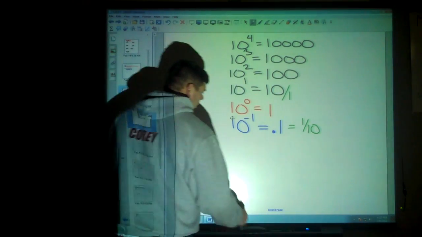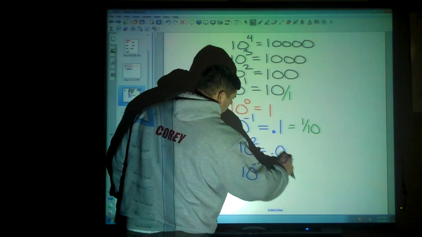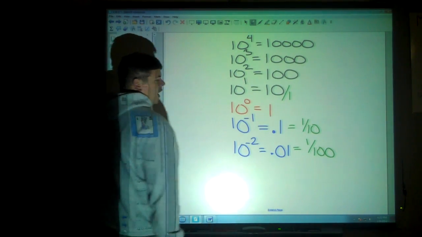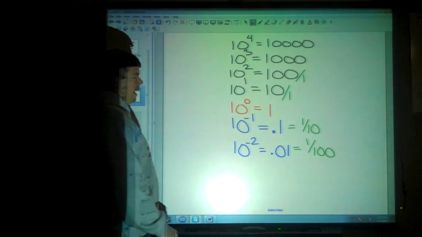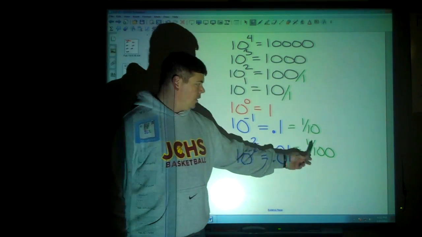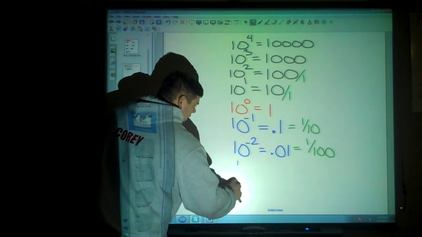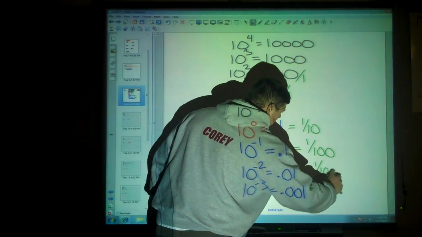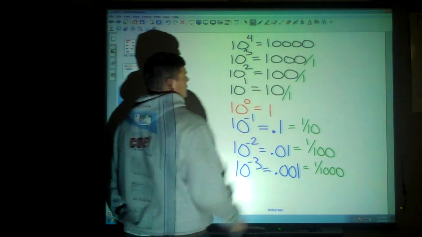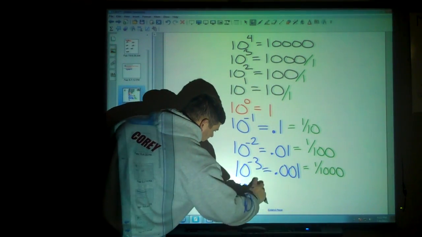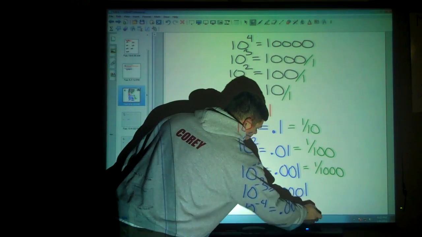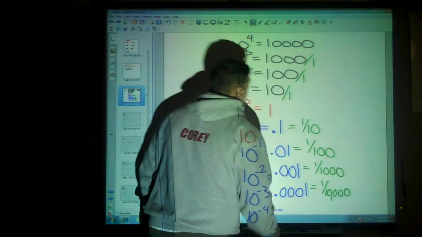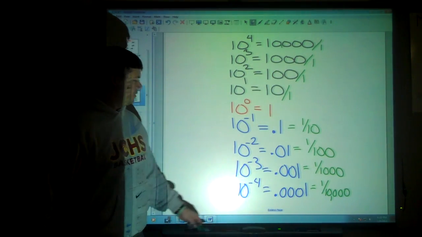All right? 10 to the negative 2nd power is 0.01, which is equal to 1/100th, because the 1 is in the hundredths place. If you write this as a fraction, 100 over 1 is now 1 over 100. 10 to the negative 3rd is 0.001, which, you guessed it, is 1 over 1,000, the reciprocal of 1,000. And 10 to the negative 4th power is 0.0001, which is the same as 1/10,000, which is no different than 10,000 as a reciprocal.